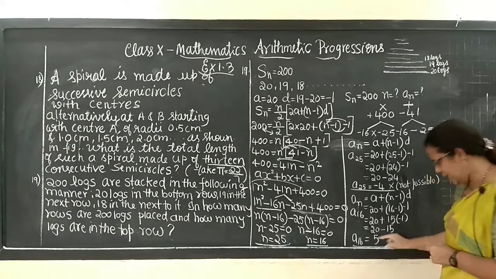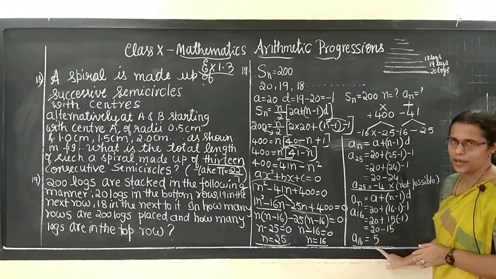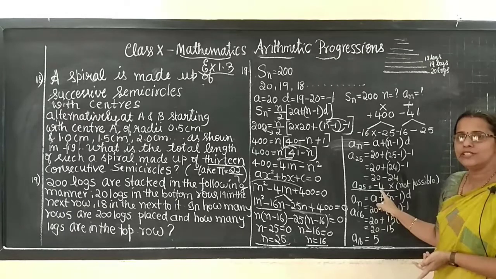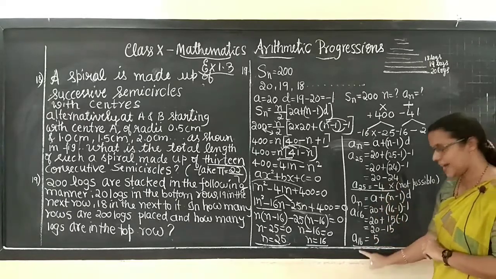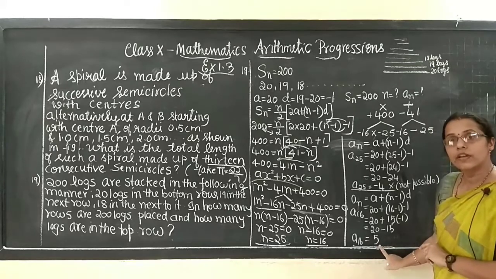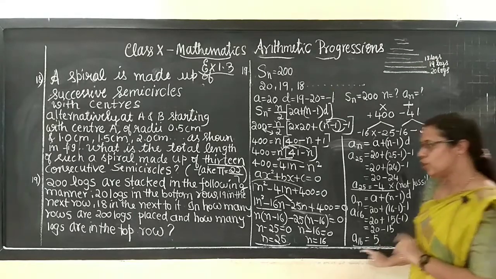So in the 16th row, how many logs can we arrange? 5. Here in the 25th row, negative logs would have to be arranged, so this is not the answer. The 16th row is the right answer. In the 16th row, how many logs do they have to fix? 5. Okay, so two questions are there.